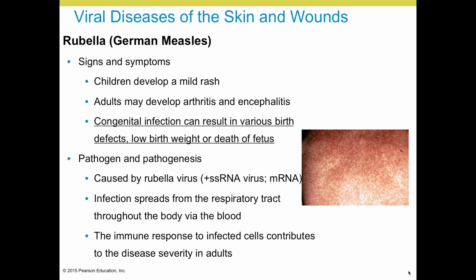Children develop a mild rash, but in the case of adults, it can develop into arthritis and even encephalitis. In the case of congenital infection, it can result in birth defects for newborns. The rubella virus, again, has a single-stranded, positive-sense RNA that acts as messenger RNA. It goes to the respiratory tract, and the immune system contributes to the severity in adults, because if you have a weak immune system, it doesn't respond quickly enough.